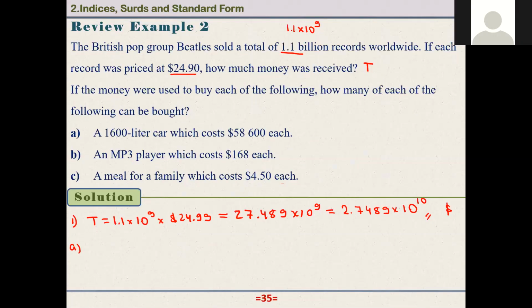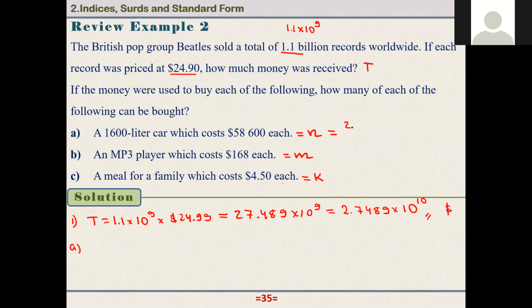So let's say we can buy N cars. And an MP3 player, which costs this much, let's say we can get M such MP3 players. A meal for a family, which costs $4.50, let's say it is K. We can buy lunch for K people, which is $4.50, right? From here, what is M? Let me just answer N.